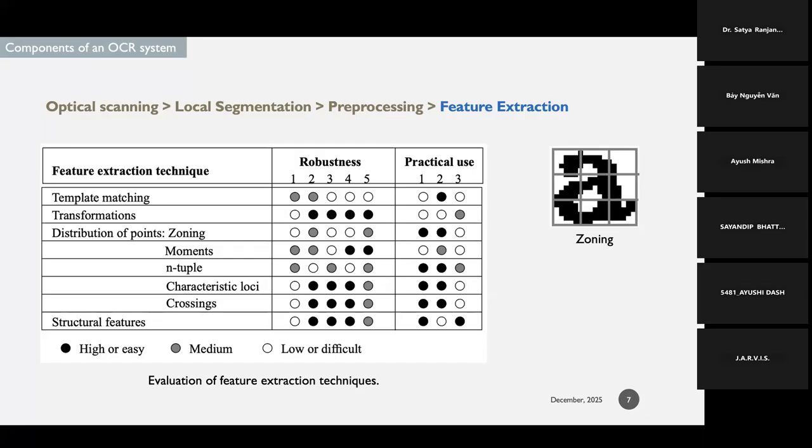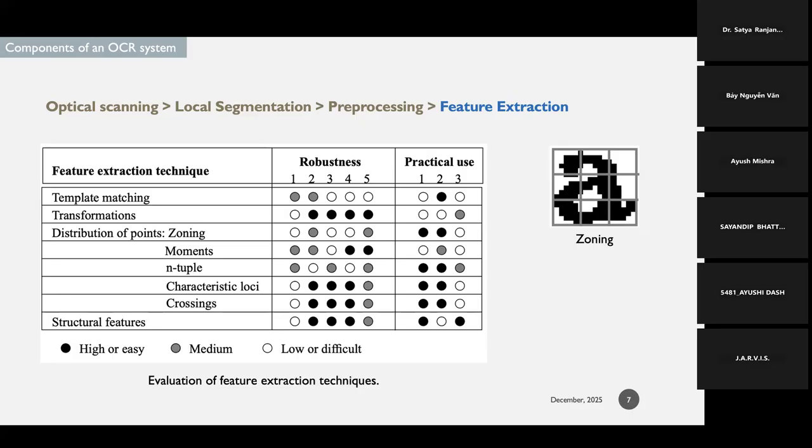And for the practical use, we have three things. First is the speed of recognition. Second is the complexity of implementation. And the third will be independence. So we need the supplementary techniques, right? And each of the techniques evaluated in the table, you can see, is described in the section like this. And you can see it is about template matching, right?